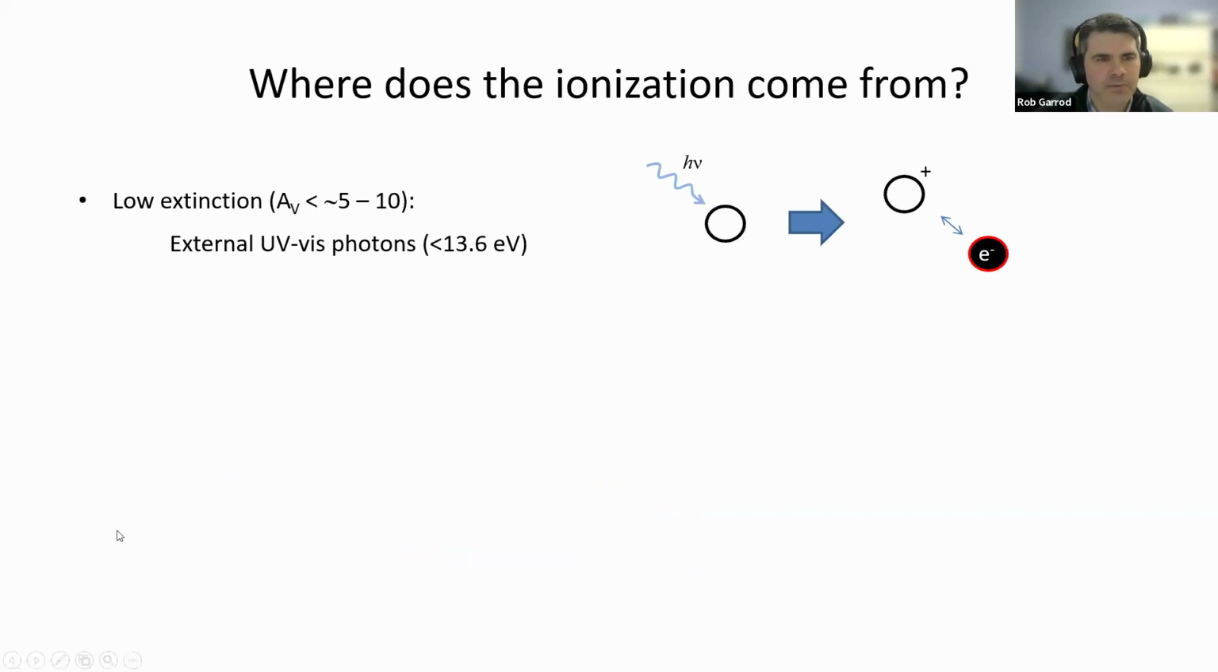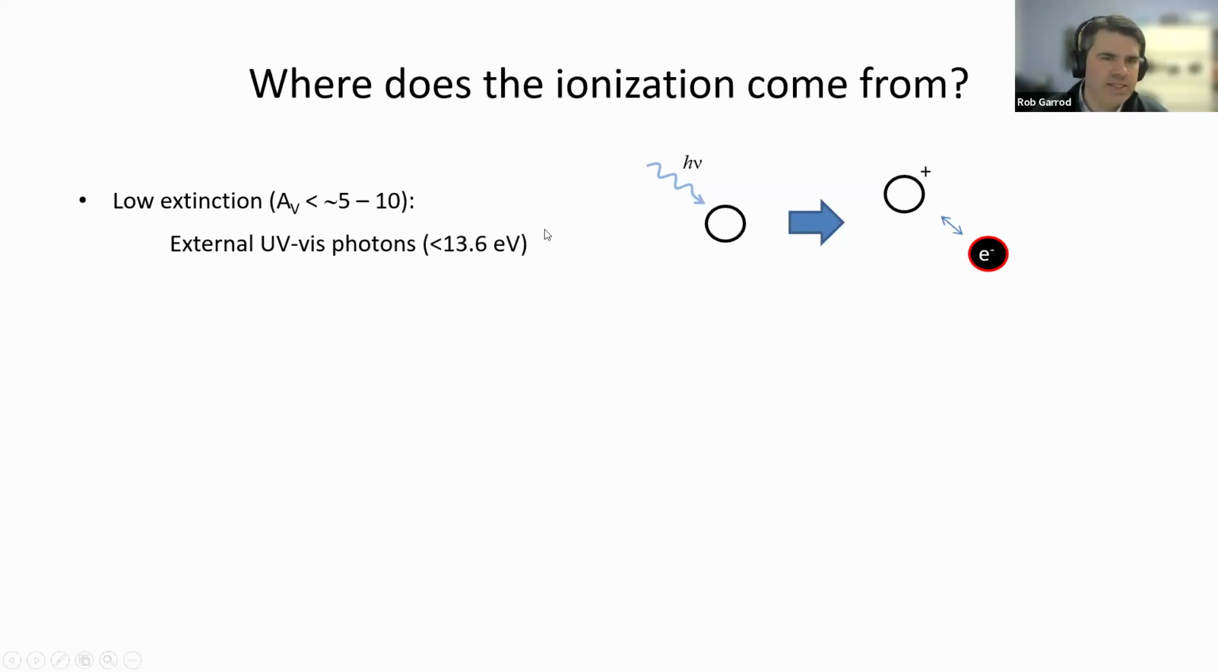There are different sources of ionization. At low extinctions, that is to say, in sort of more diffuse or translucent clouds, where there's not enough dust to block out all of the external UV and visible photons that come ultimately from hot stars, you will have photons doing this job. So just a direct ionization of atoms or molecules can happen.